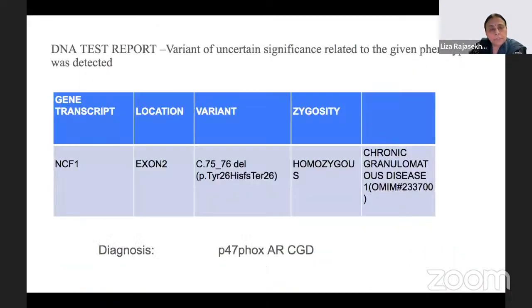So what happened to our patient? The DHR was definitely positive, and the genetic test also showed us that there was a mutation in NCF1. Now, there was a homozygous mutation, which means that the parents would have been carriers. So while we could not do the analysis in the parents, based on the DHR and based on this, we are reasonably sure that we have diagnosed a case of autosomal recessive chronic granulomatous disease. Next, please.